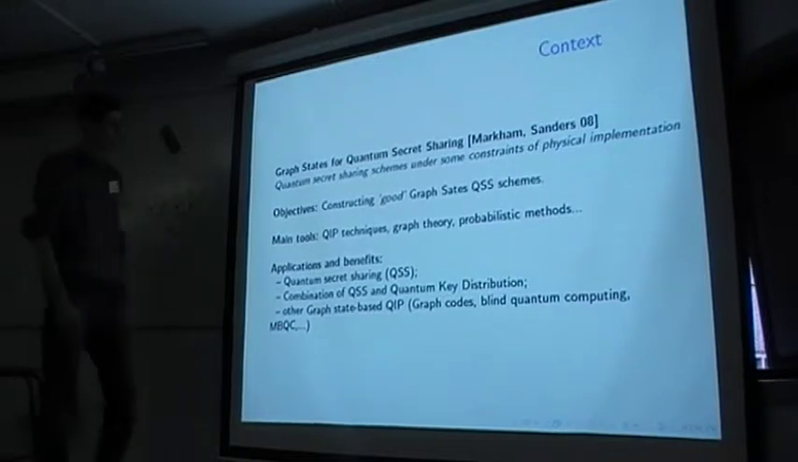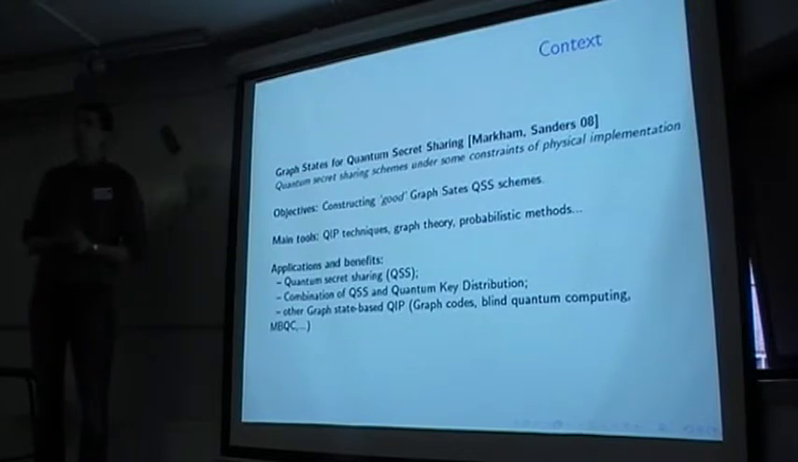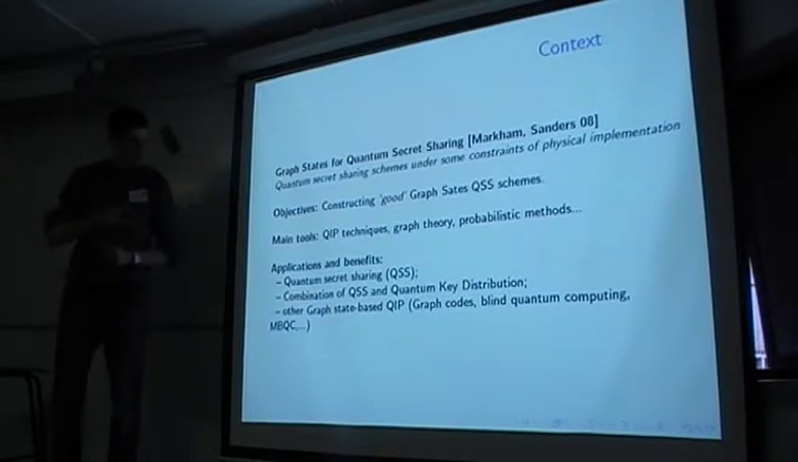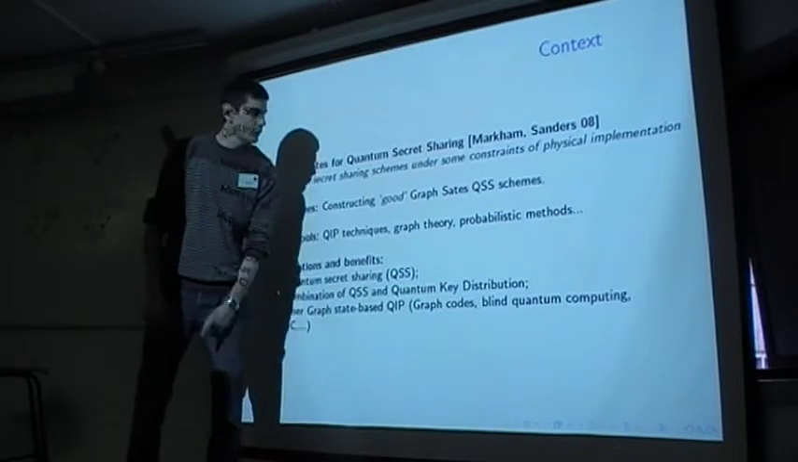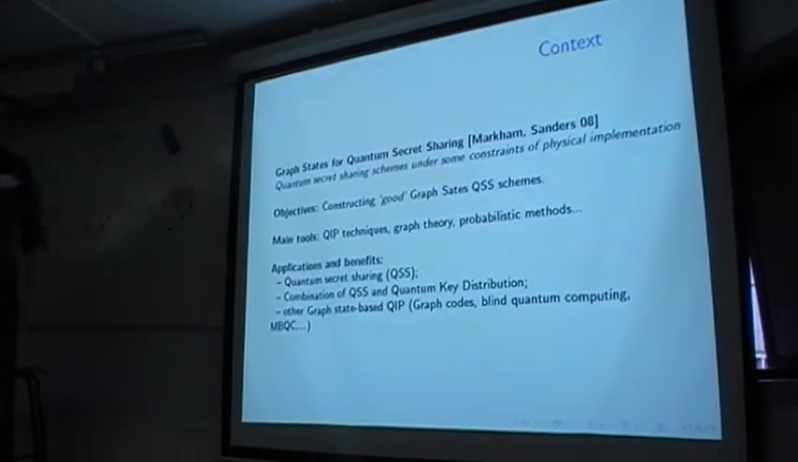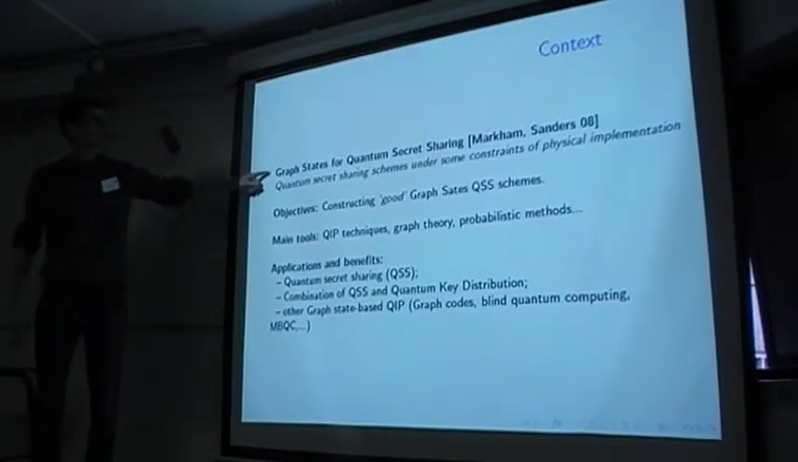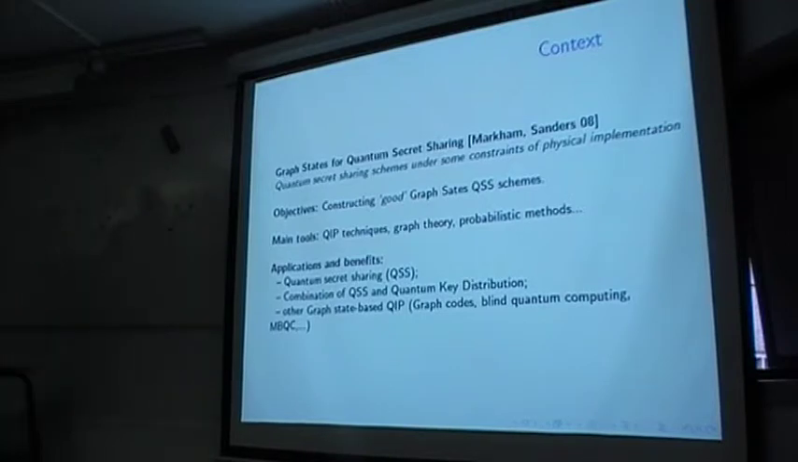So the applications: of course it's for quantum secret sharing, but we can also combine quantum secret sharing with other protocols like quantum key distribution, and we obtain a kind of quantum key distribution with several players. It's interesting. There are also side effects for other applications of graph states, because graph states are used, for instance, for quantum error correcting codes with the graph codes. They are used in blind quantum computing, and in measurement-based quantum computation in general. If we have a better understanding of the properties of graph states in this context of quantum secret sharing, it's also good for the other applications of graph states.